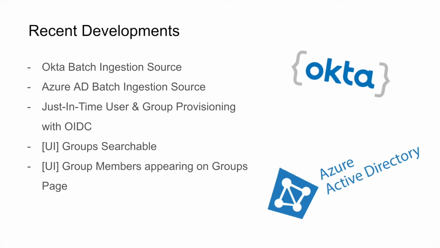On the recent developments, we've added a couple new ingestion sources. So this is batch ingestion sources to pull users and groups out of your third-party identity stores and bring them into DataHub, both from Okta as well as Azure AD. We've also added just-in-time user and group provisioning, which I'll get into detail on what that means in just a minute, but at a high level, this means that when people log in, we will provision them users and their corresponding groups if they do not already exist in DataHub system at login time. We've also made groups searchable via the UI, and we've added group members on the groups page itself, so you can easily understand who is in a particular group.